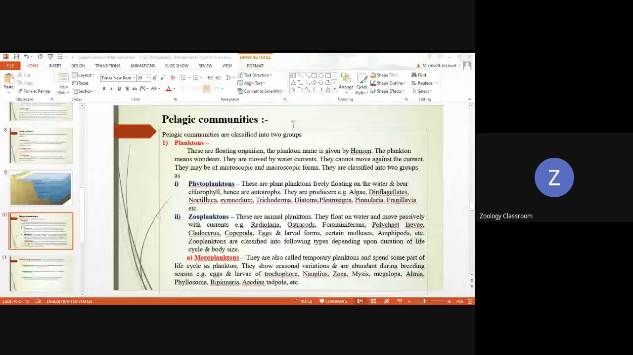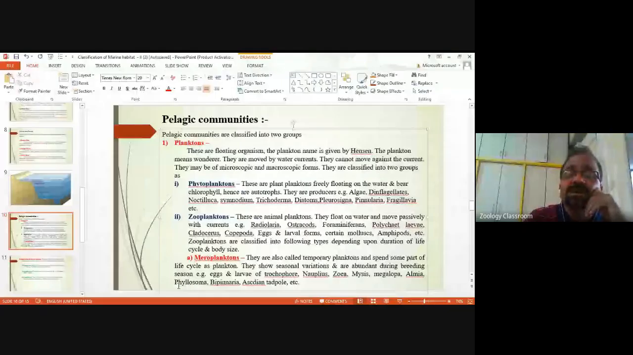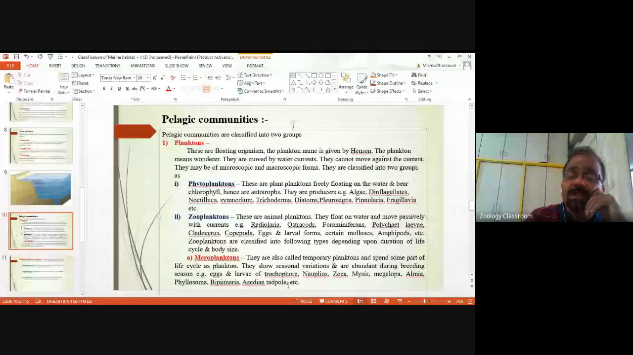Mysis is the larva of prawn. Zoea larva is the larva of crab. Megalopa is also the larva of crab. Phyllosoma is the larva of lobster. Bipinnaria is the larva of starfish. You have studied starfish, right? Ascidian tadpole is a larva of Herdmania. So these are the different larval forms.